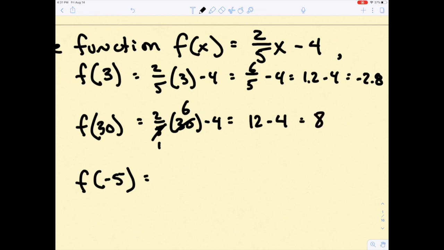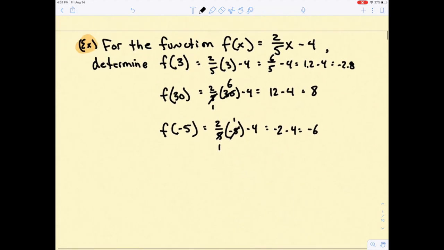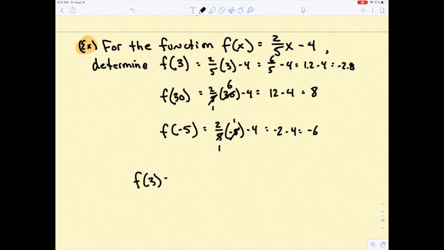And let's do f of -5. So 2/5 of -5 minus 4. So 5 goes into 5 once. So -1 times 2 is -2, minus 4 is -6. So if I wanted to clean this up, I might say f of 3 is -2.8. F of 30 is 8. And f of -5 is -6.